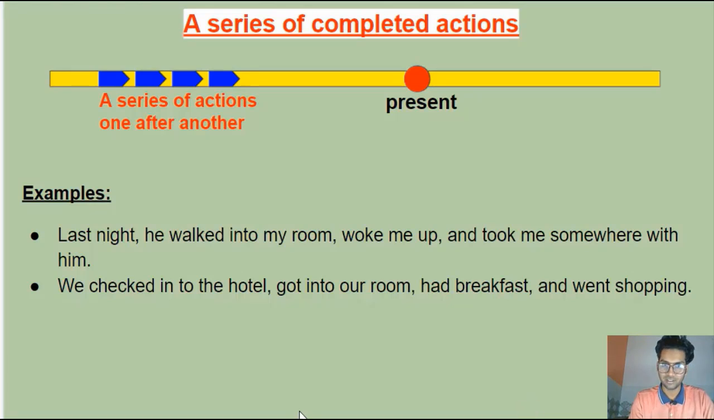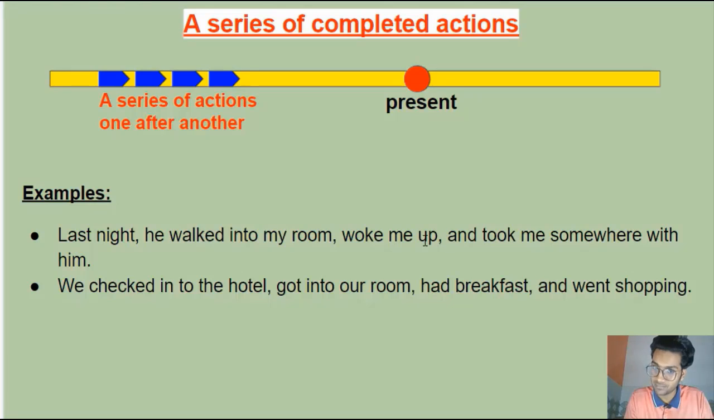Look at these examples. Last night, he walked into my room, woke me up and took me somewhere with him, right? So in the beginning of the sentence, we are talking about the time of the action, right? Last night. All these things happened last night. First thing, he walked into my room. He, second form of the verb, walked. He walked into my room. This is the very first action that happened. He walked into my room.